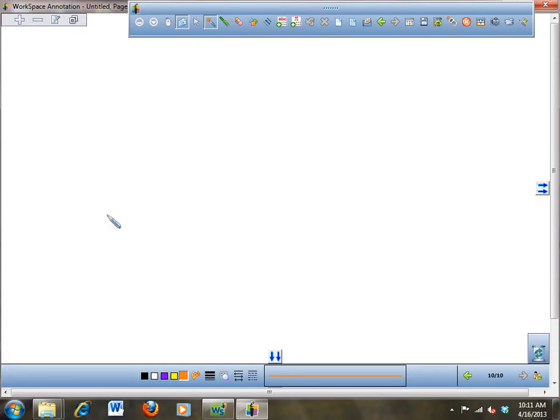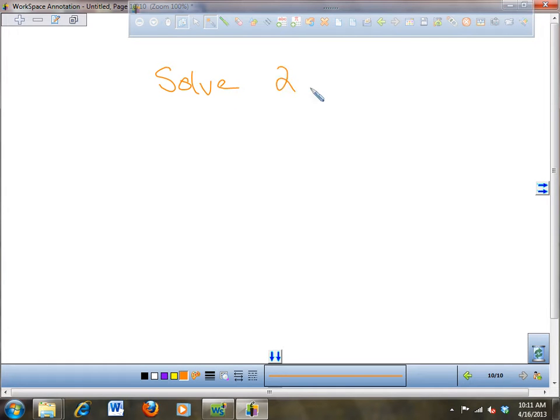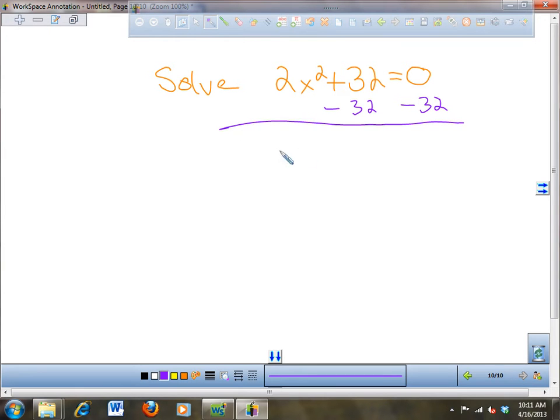Solve 2x squared plus 32 equals 0. What would I do first? Minus 32 from both sides. So I'm going to minus 32 from both sides, and then I get 2x squared equals negative 32. Now what?